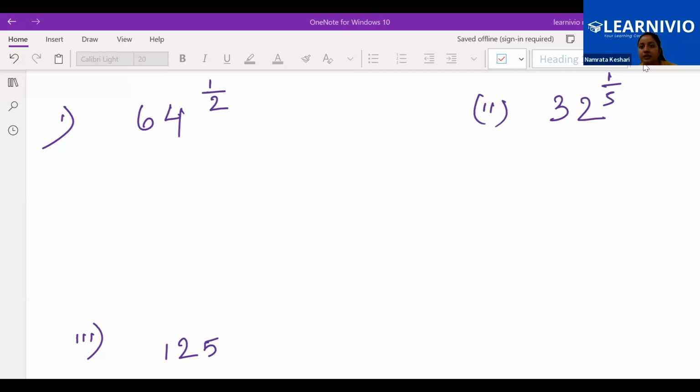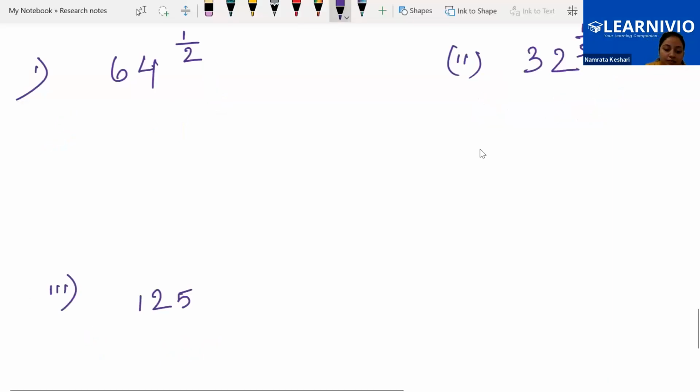Next one is 125 to the power 1 by 3. Let's do one together and then you have to do the rest of them by yourself. So 64, first thing first, we will try to write it in the exponent form. So 64 can be written as 2 to the power what?